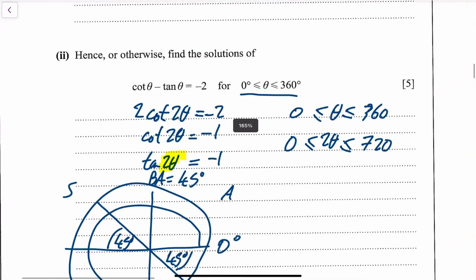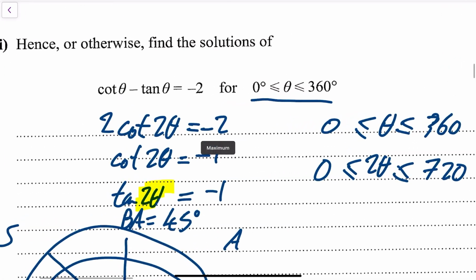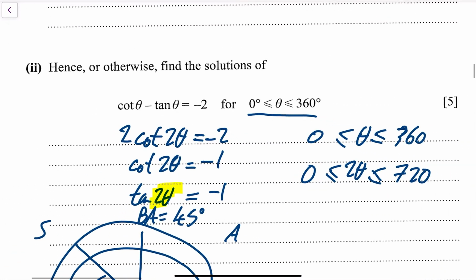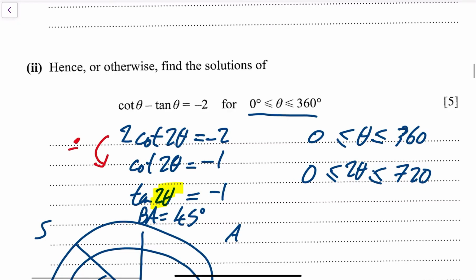Next of all, it says hence or otherwise find solutions of cot theta minus tan theta equals minus 2. We have now been told that cot theta minus tan theta, we now know from the previous part, is the same as 2 cot 2 theta, which is equal to minus 2. All I've done here is divide through both sides by 2 to get cot 2 theta equals minus 1. And then I reciprocal both sides. That's a very funny word, but that just means turn it upside down.